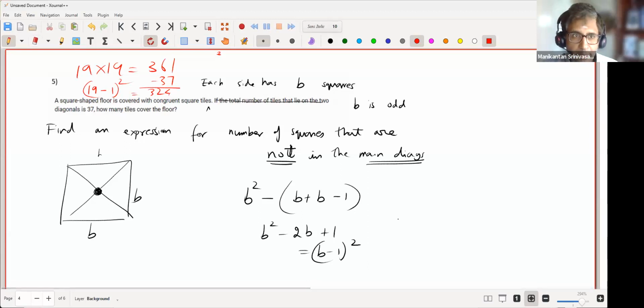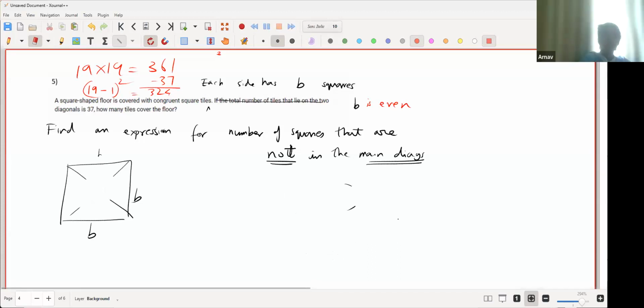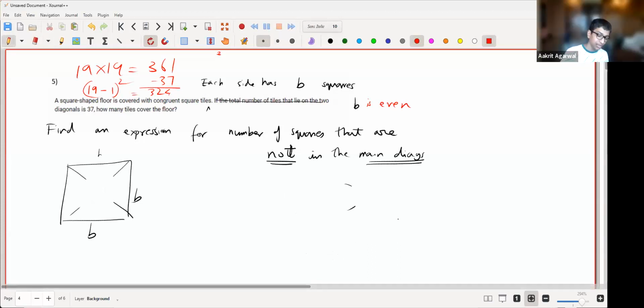Exact same question. Repeat the same question, that B is now even instead of odd. So we can even use this as a formula. B squared minus 2B.